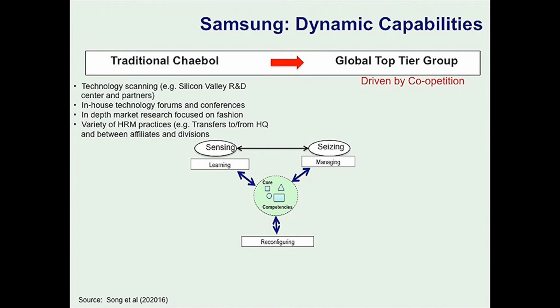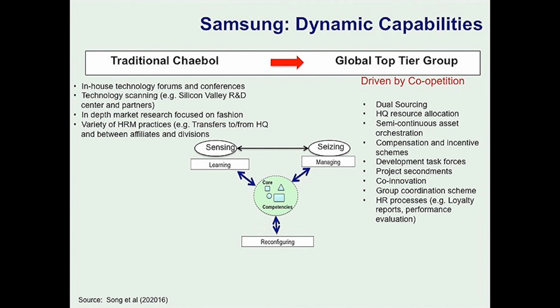Linked to that, it took steps to ensure that the knowledge gained was then disseminated across Samsung through scheduled technology forums and conferences. Also linked to sensing, it developed a range of HRM practices that ensured managers are transferred in and out of the corporate headquarters and also between affiliates and divisions. So knowledge and best practice is shared across Samsung.